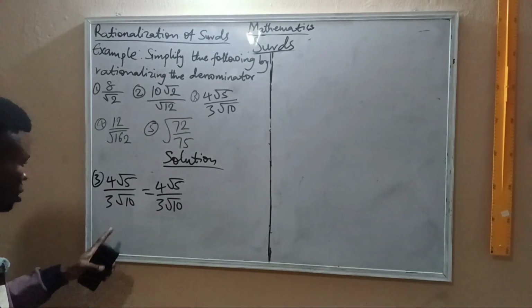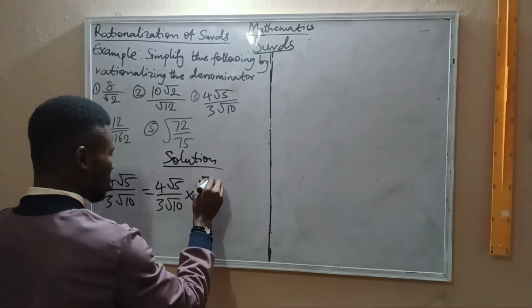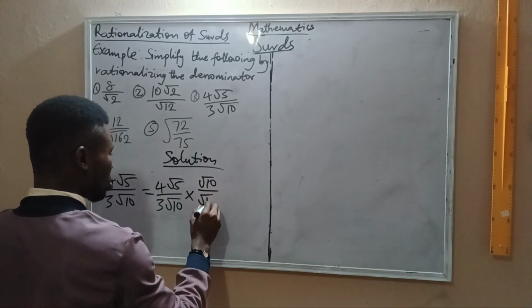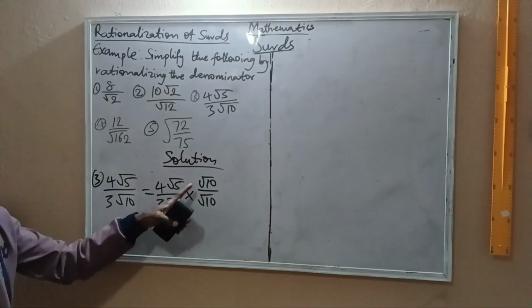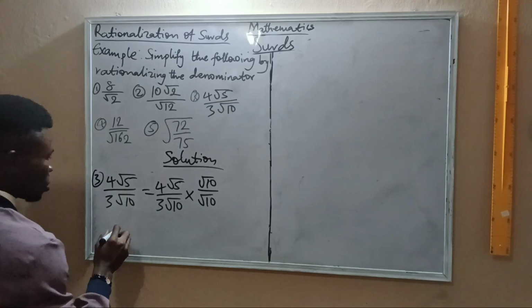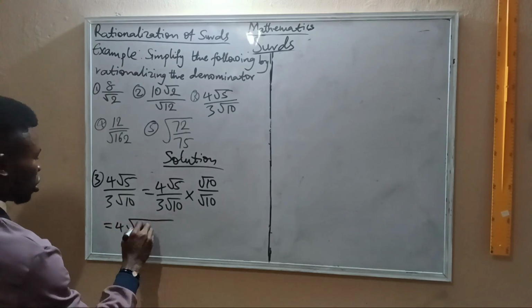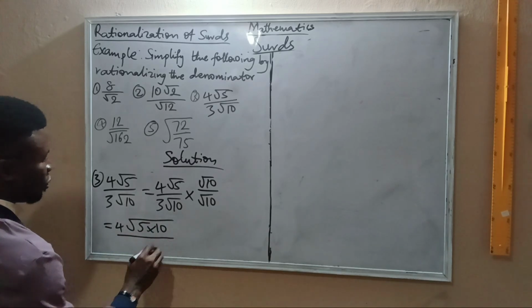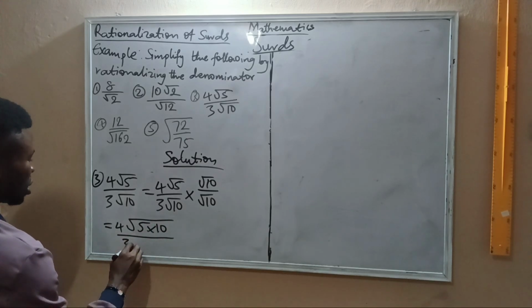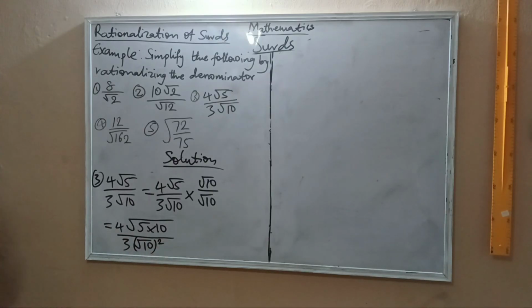You leave the whole number and multiply the numerator and the denominator with sod. So this will be equal to multiply by sod 10 over sod 10. You see, we left the number and then multiply with the sod. So, that is equal to 4 sod 5 times 10 all over 3 sod 10 square. Right?